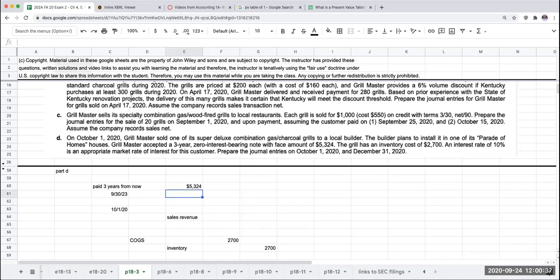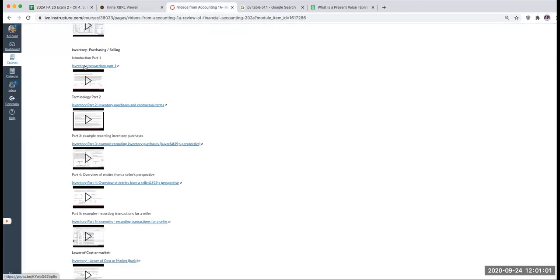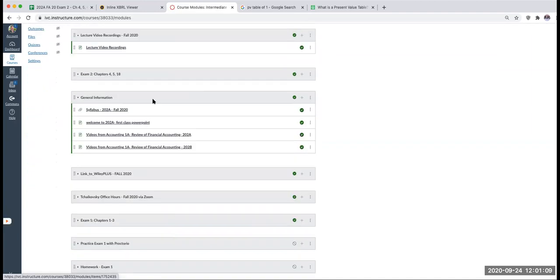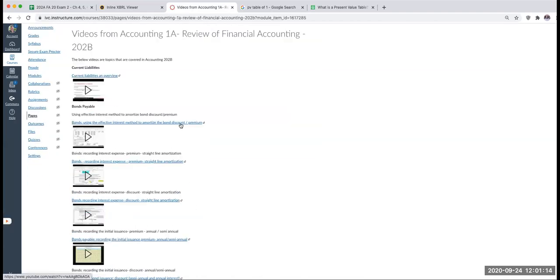Now my problem with recording this full 5,324 is that this is not an amount I'm going to be receiving until 3 years from now. So the question becomes, what is this 5,324 worth today? So when we go and look at present value, I'm going to take you now to a different set of videos. The ones that are going to be applicable here are, if I go over here to my modules and go to my general information, videos from Accounting 1A, and this is over here.